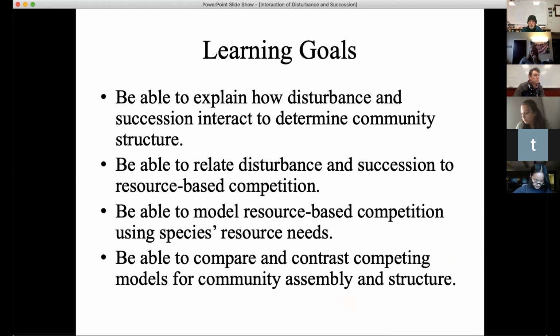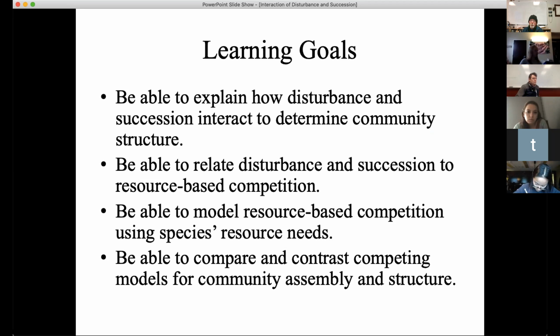So today we're going to be talking about how disturbance and succession interact, and we're going to think about this in terms of how it determines community structure and whether or not that community structure is very predictable from one disturbance to another. Oftentimes ecosystems don't get disturbed just once and then they're left alone. Oftentimes they're subject to repeated disturbance. And I want to relate this disturbance and succession to resource-based competition. And Dr. Judd was already giving you a little bit of a preview of that when he was going through the stuff that he covered with you today.